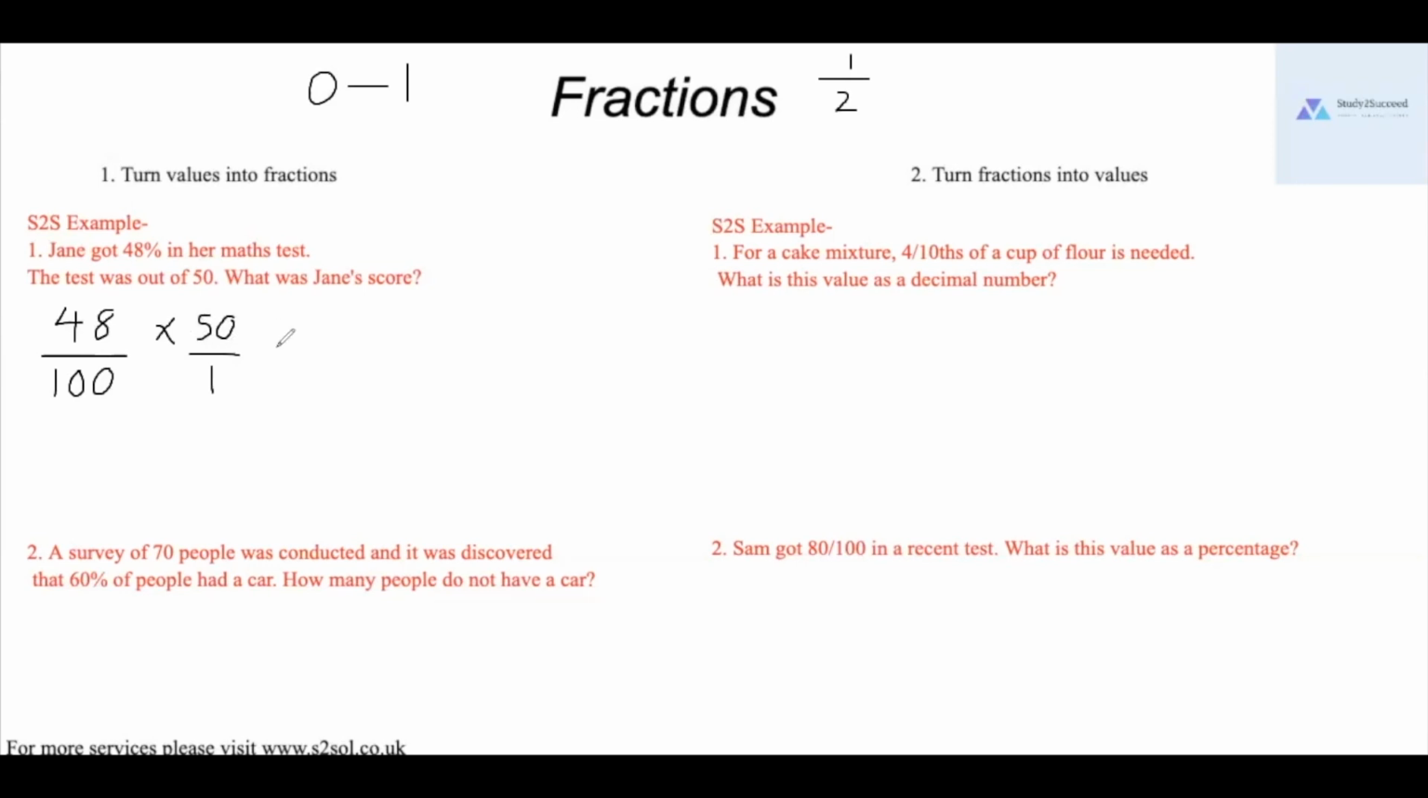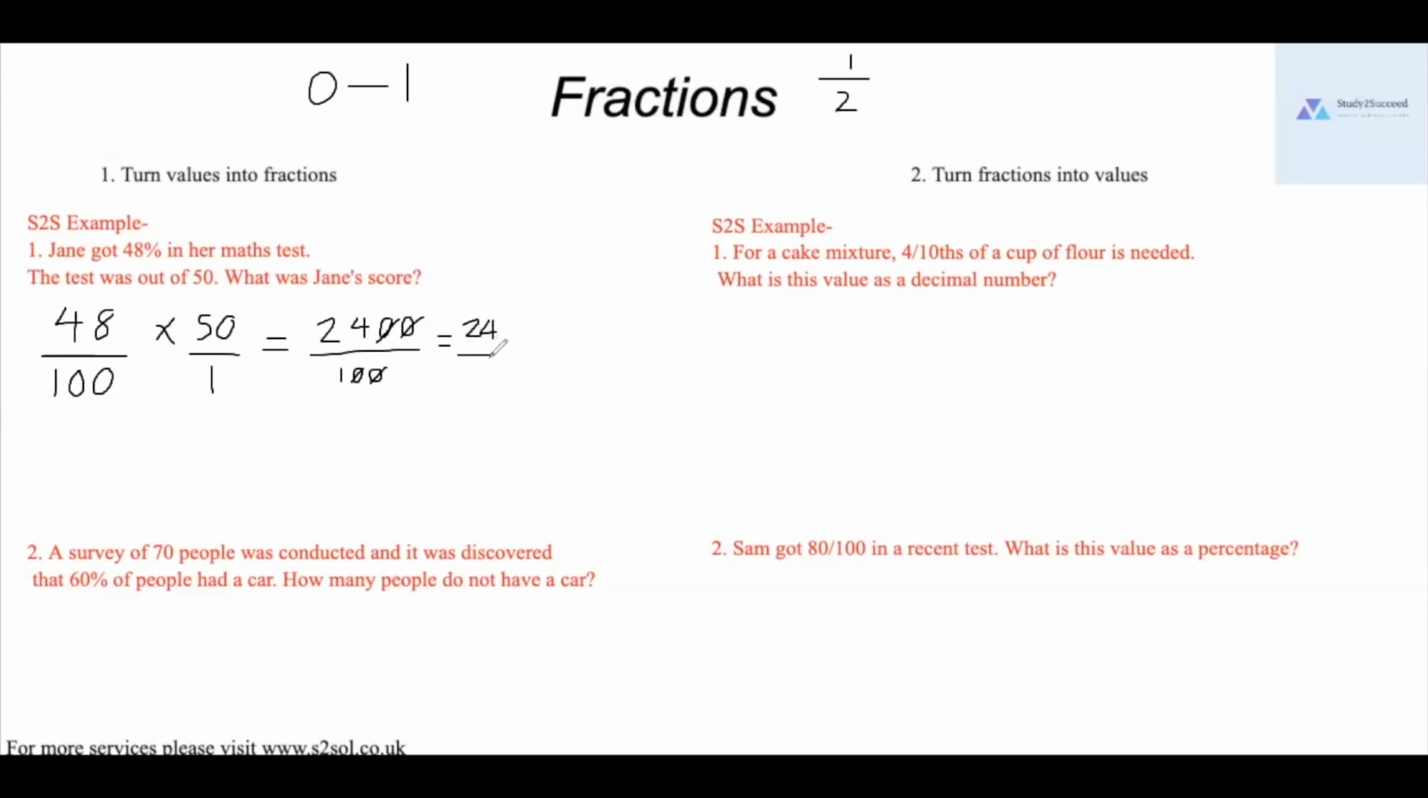So 48 multiplied by 50 gets us 2,400. Quick way to do that in your head, do 48 multiplied by 5 and then add a 0 on the end. And this is going to be all over 100 multiplied by 1, which is 100. We can simplify our fraction as follows, which gets us the value 24 over 1.